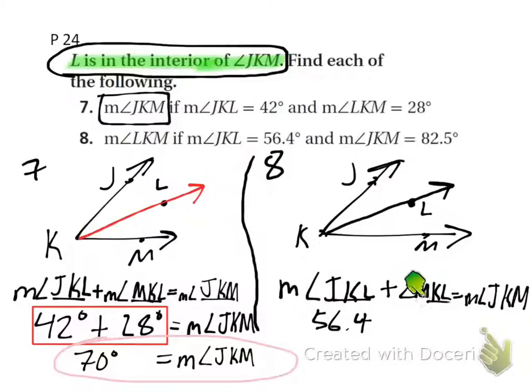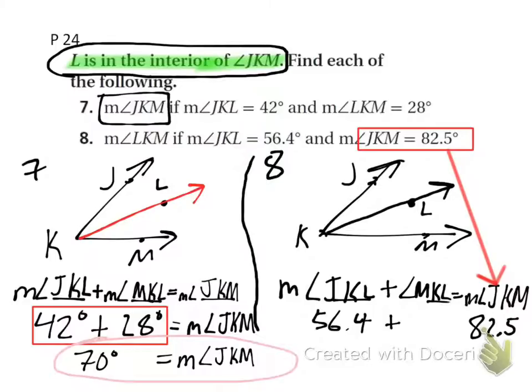Okay. Now the measure of angle MKL, do we see that up here? You might be at first ready to say that it's 82.5 degrees. It's not. This says the measure of angle JKM, which is this one down here, not this angle. So it goes in for this one. And we have now the missing angle is the measure of angle MKL. Okay, so we're going to solve for the measure of angle MKL.